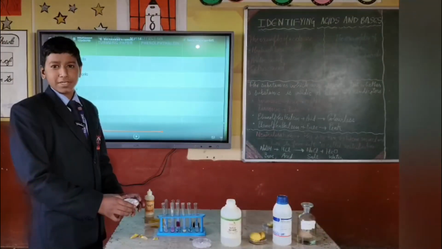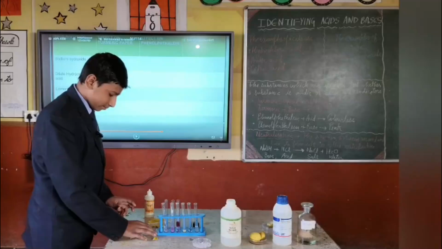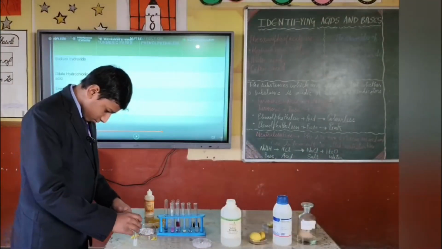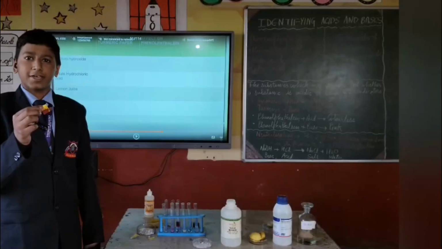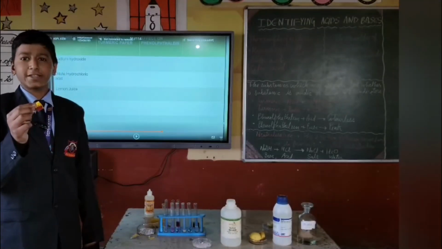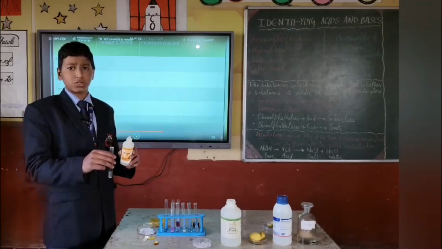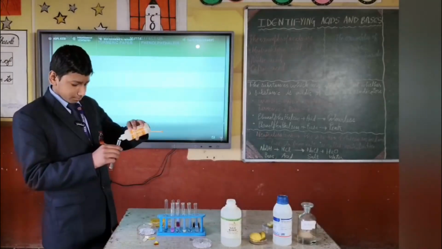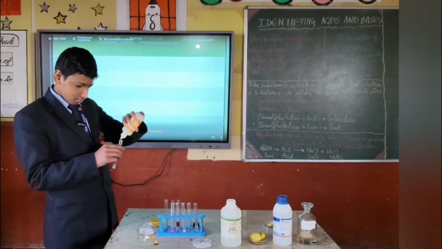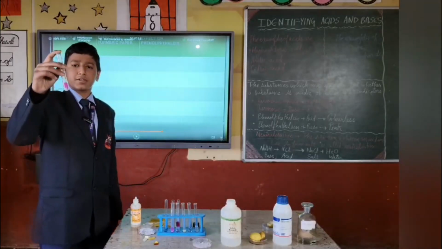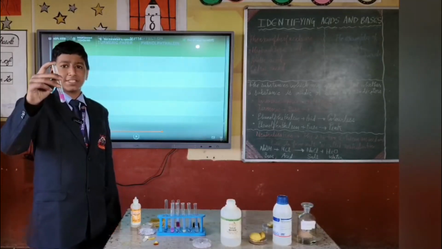We will add a few drops of baking soda solution on turmeric paper. It turns red, which indicates it is basic in nature. Now we will add a few drops of phenolphthalein to baking soda solution. It turns pink, which indicates it is basic in nature.